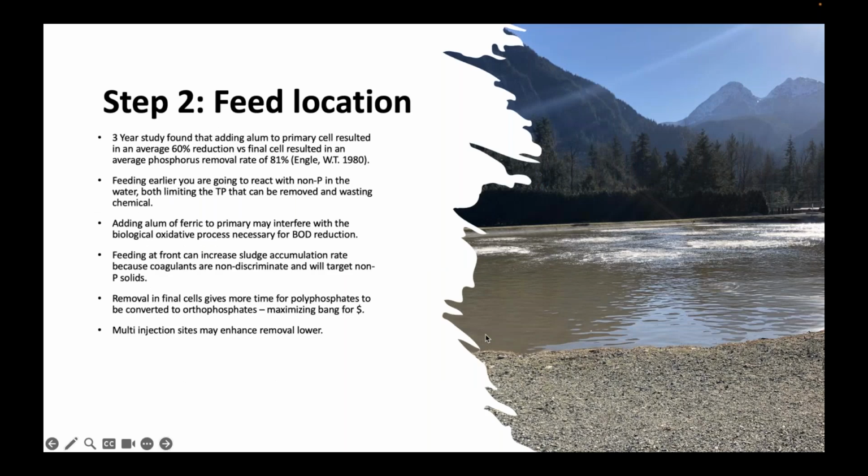I'd say, overall, we've looked at this a decent amount, and there's one 3-year study that I'll cite here where they looked at, okay, I'm going to feed at the beginning of the lagoon, I'm going to feed at the back of the lagoon system, more in a polishing pond type of setting, and they found that they were able to reduce 60% at the front and 81% at the back. So they got more effective phosphorus precipitation at the back of the lagoon system than at the front.